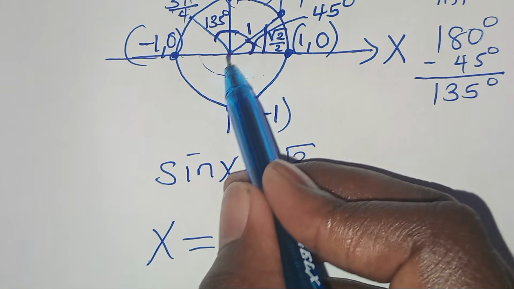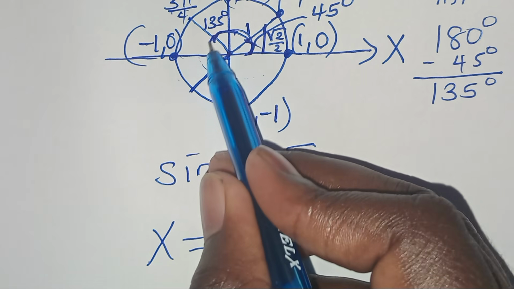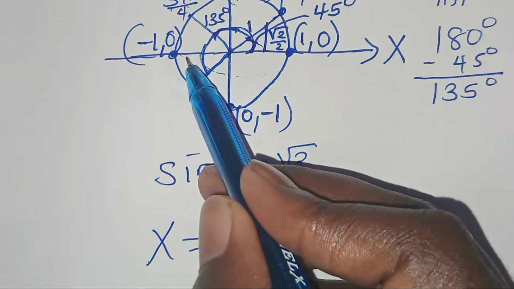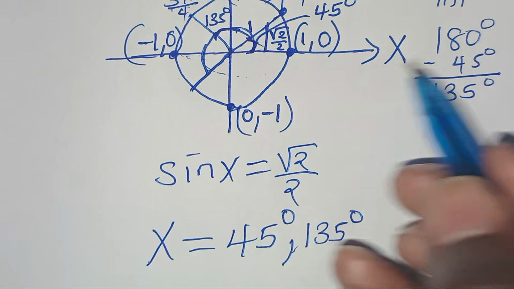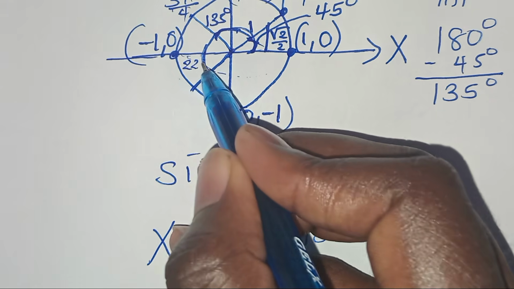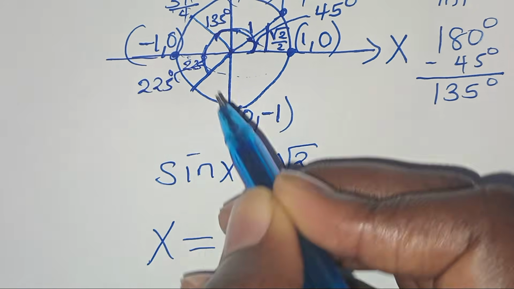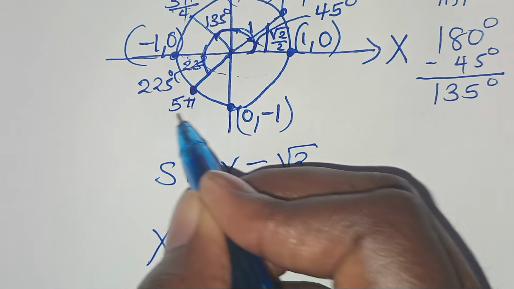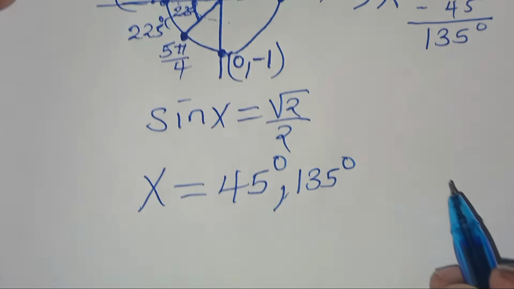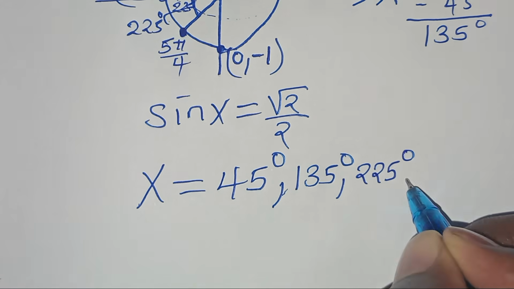In the third quadrant, we also have another angle here from 0 to this angle. This is 180 degrees plus 45 degrees, and this means we have 225 degrees. In terms of radians, this is 5 pi over 4. So this is 225 degrees.